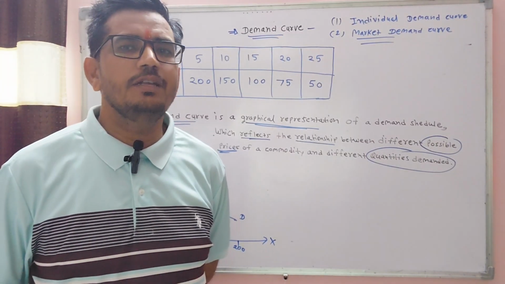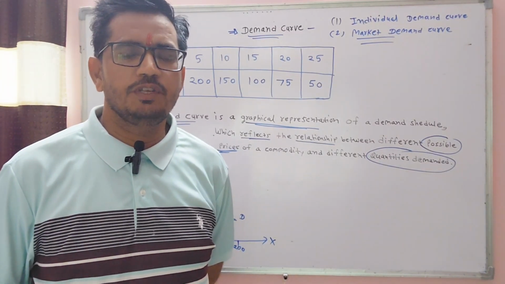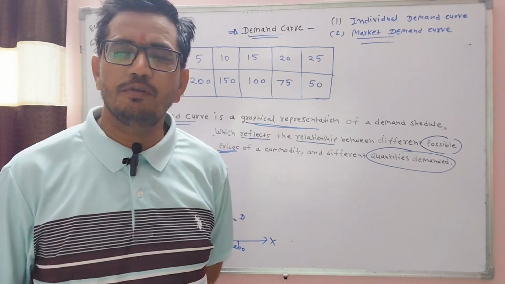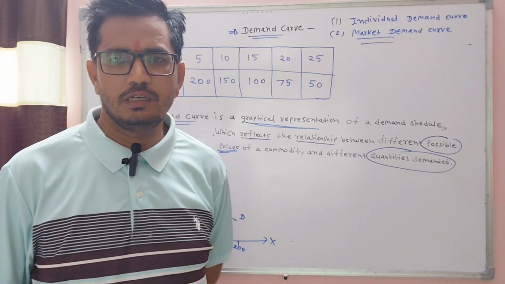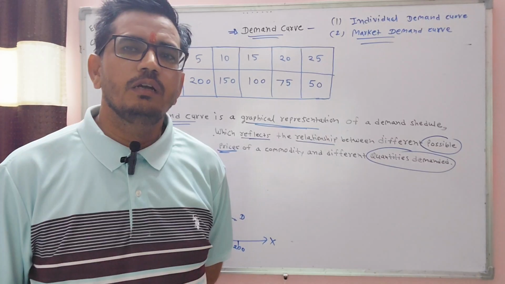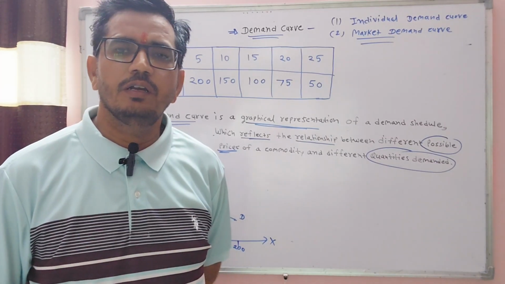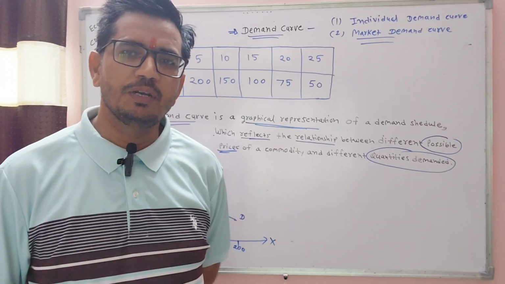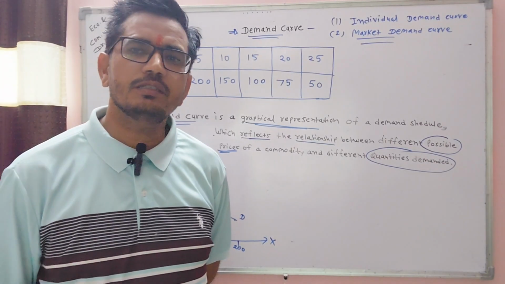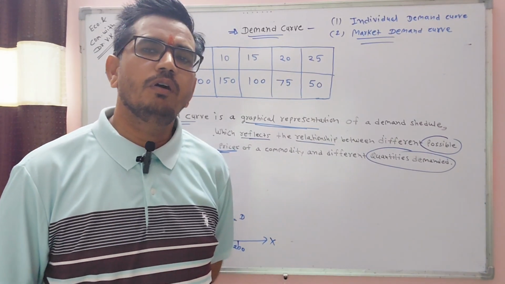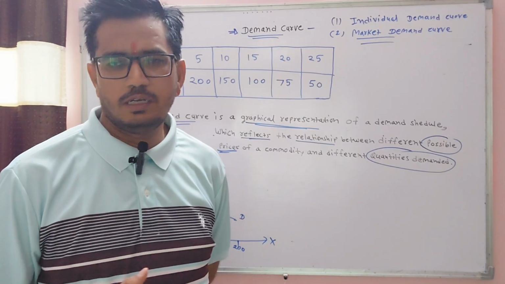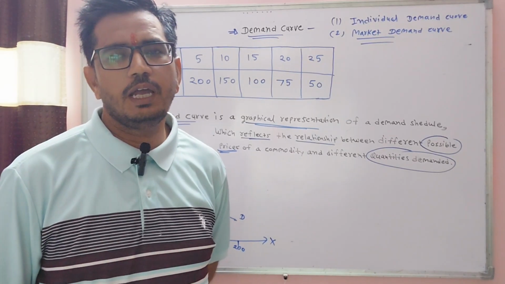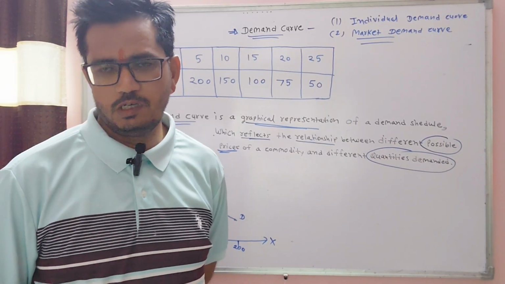We already discussed demand schedule types in our previous video. There are two types of demand schedule: individual demand schedule and market demand schedule. Like this, the demand curve also has two types: individual demand curve and market demand curve.